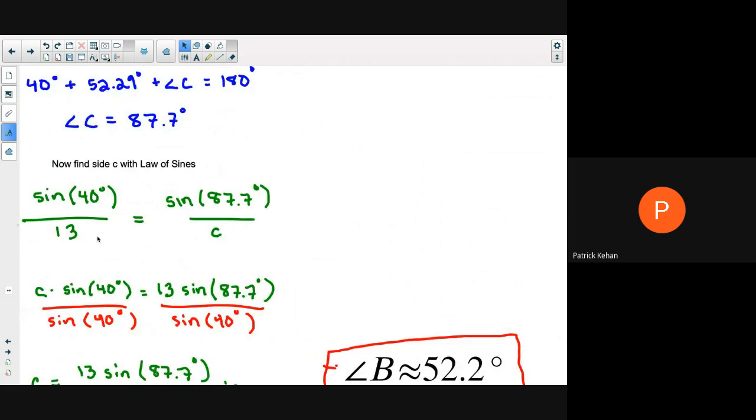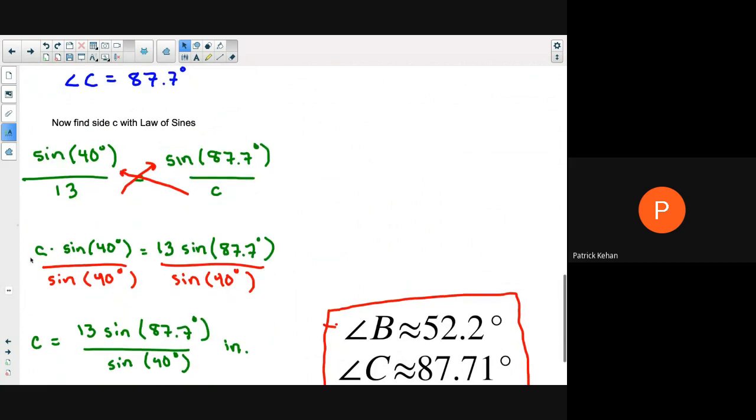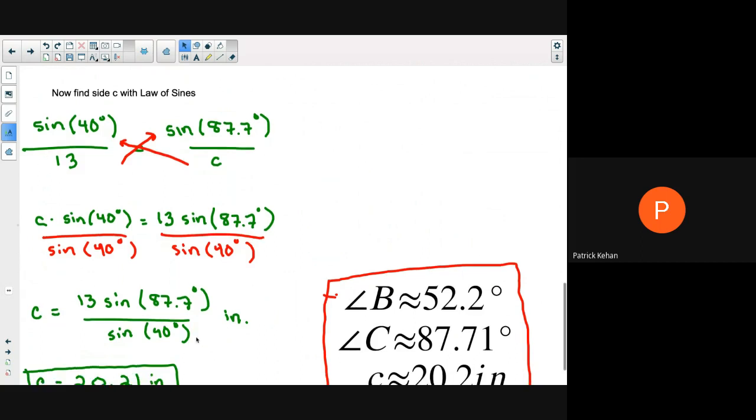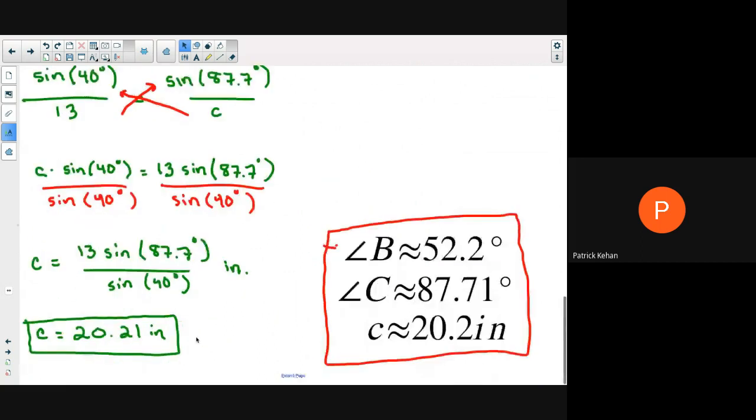So in this case, we do have to cross multiply. So we'll take care of that step, and then we're solving for side length C. We're going to divide both sides by sine 40, leaving us with an exact value of 13 sine 87.7 degrees divided by sine of 40 degrees. And this is in inches, approximately 20.21 inches.